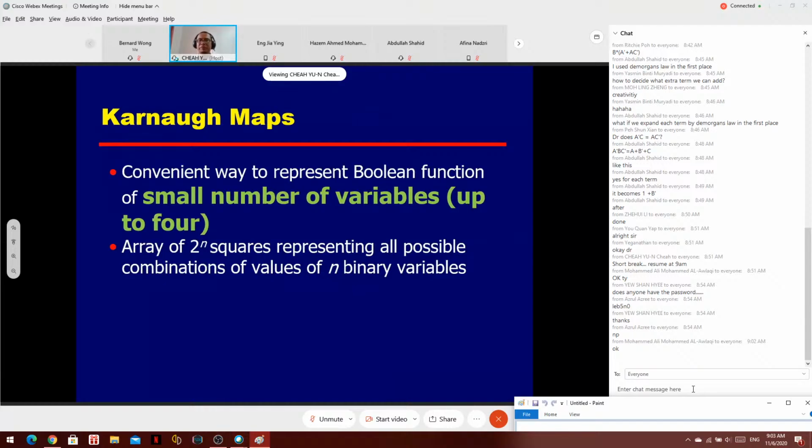It's what we call Karnaugh maps, and it's a convenient way to simplify Boolean functions with a small number of variables. It can simplify functions up to four variables quite easily. But when you go beyond four variables, into five variables, it gets more and more complicated because it involves 3D. Later, I will show you why it's only suitable up to four variables. Now, basically, Karnaugh maps arrange the variables into squares. It is a very diagrammatic way of simplifying the function.